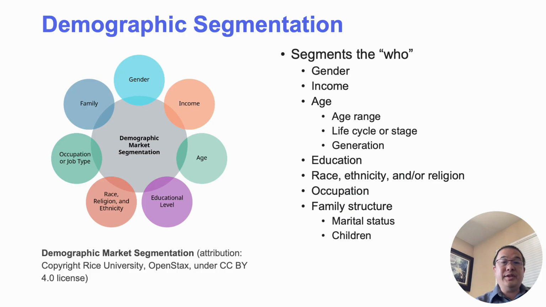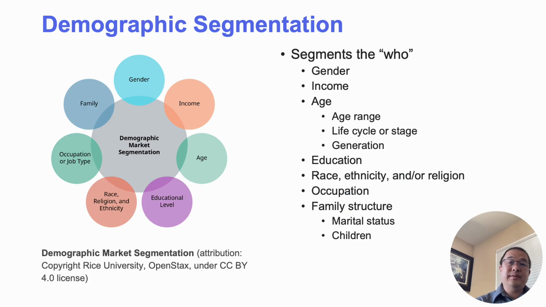Number 4, education. Education level can influence purchasing behavior. Examples are high school, college, graduate degree. As an example, a university may advertise MBA programs specifically to college graduates. Number 5, race, ethnicity, and/or religion. Some products or advertisements are tailored to cultural or religious preferences. As an example, multilingual advertising may be used for different ethnic communities.